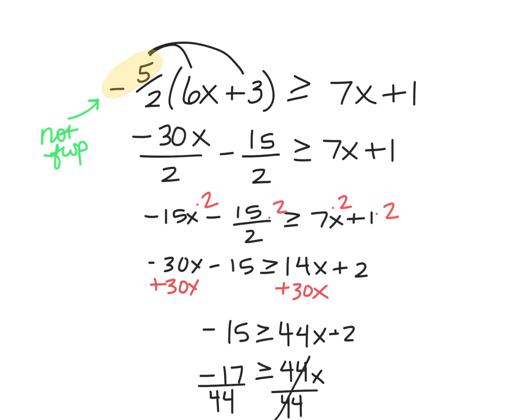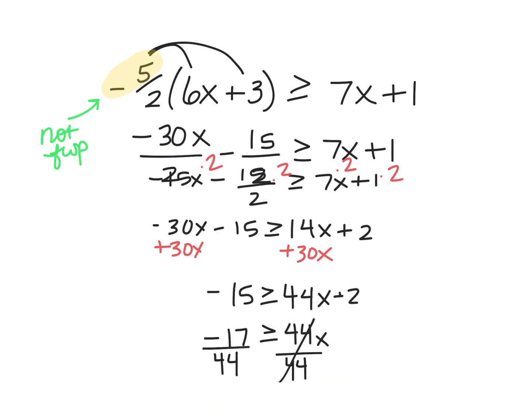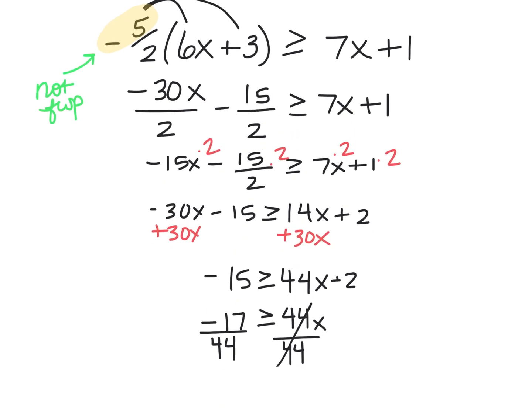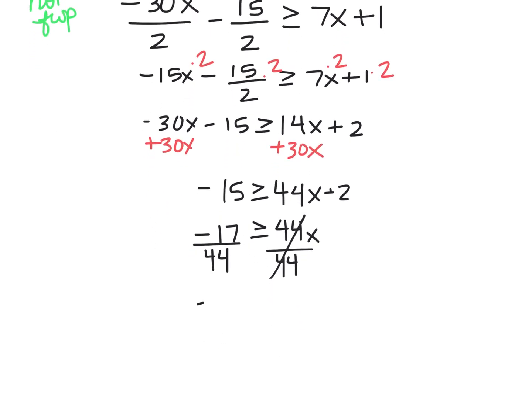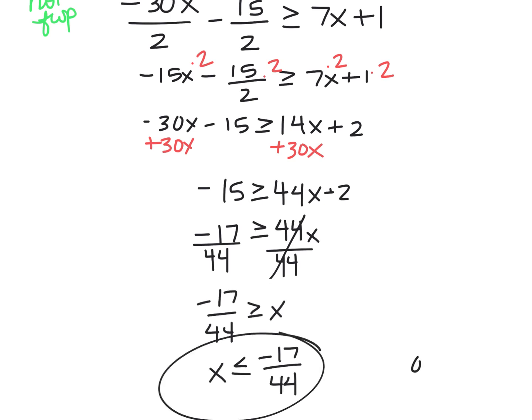So this is going to be, if I move my problem, all right, if I move this, this is going to be negative 17 over 44 is greater than or equal to x. And when we flip that around, that's x less than or equal to negative 17 over 44. And that would just be closed and to the right on that fraction. So remember, fractions are okay and something that you might get here in Algebra 1.